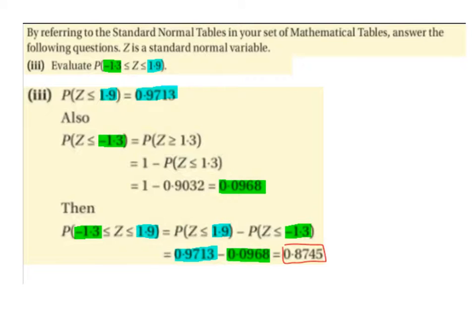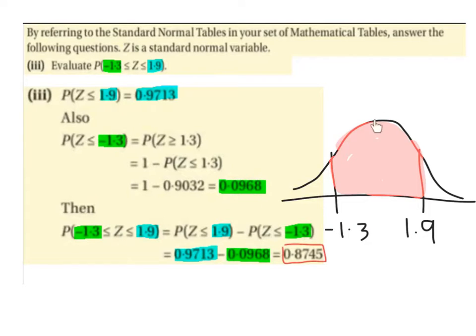So we were asked for the probability that Z is in between minus 1.3 and 1.9. So we worked out that the probability of Z less than or equal to 1.9 is 0.9713. And we worked out the probability that Z is less than or equal to minus 1.3 to be 0.0968. So we're looking for the area in between the two.